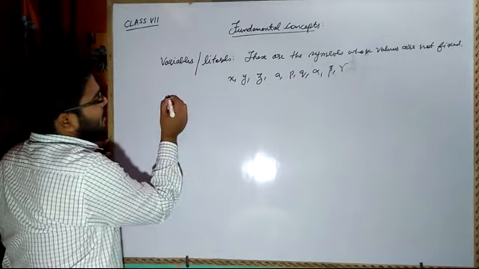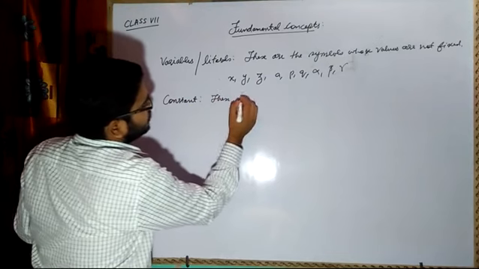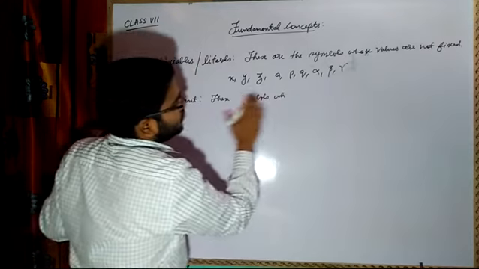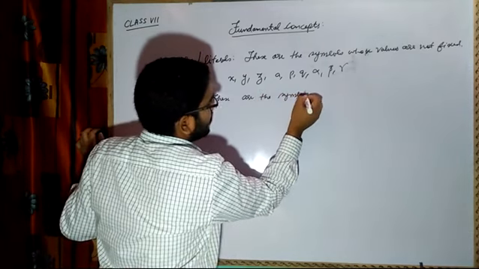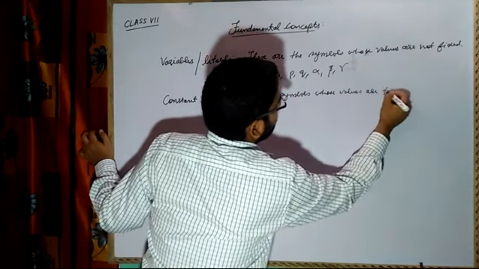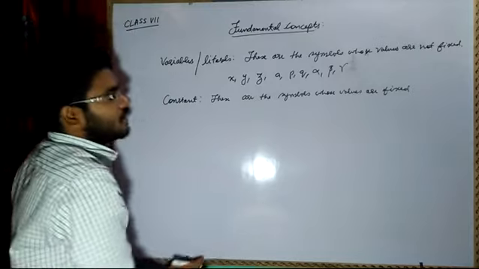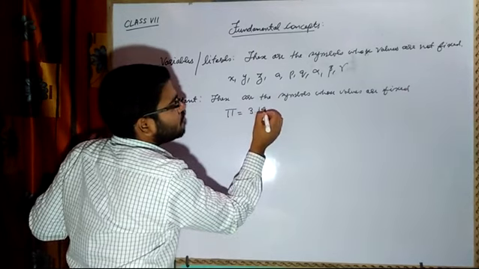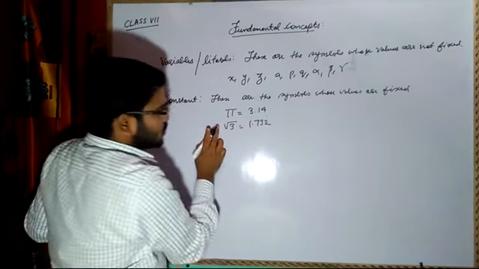Now we have another term that is called constant. These are the symbols whose values are fixed. Now, suppose I write pi. All of you know pi is equal to 3.14, right? If I write root under 3, its value is 1.732. So this is also a symbol.